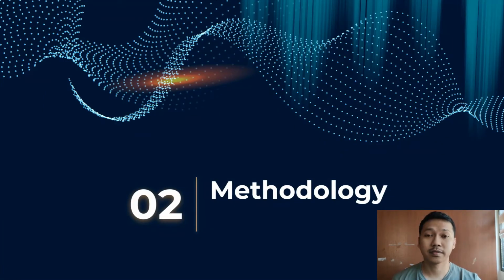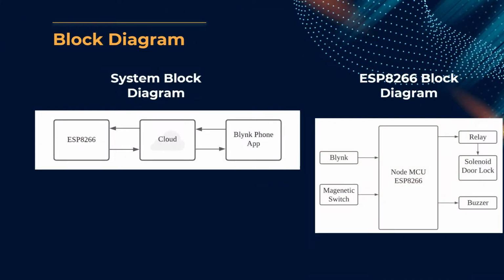Hi, my name is Naim and I will be explaining our project's block diagram and flowchart. For the system block diagram, ESP8266 will be connected to the cloud and the Blynk application. The ESP8266 works as the hardware part in the IoT system, whereas the Blynk application provides the necessary API, or what we call the user interface for the system.